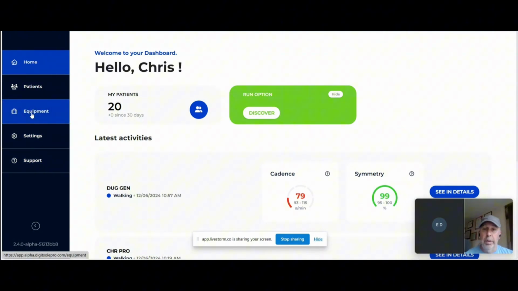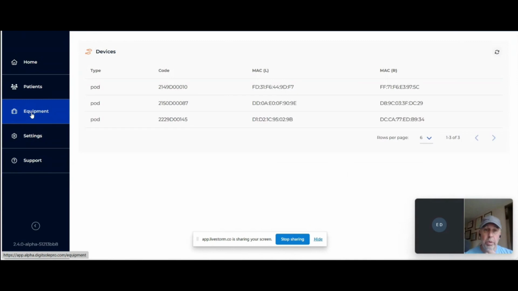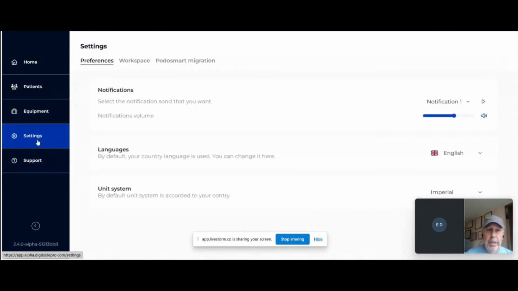So if I click on the equipment, it's going to tell me what sensors I have associated with my particular system, because remember that you can actually add more. Oh, I have them right here. You could add other sets of sensors to your system. Settings: I'm in the United States, so we're going to use English, and the unit system that we use is still the Imperial system, of course. You can share workspaces and things like that.